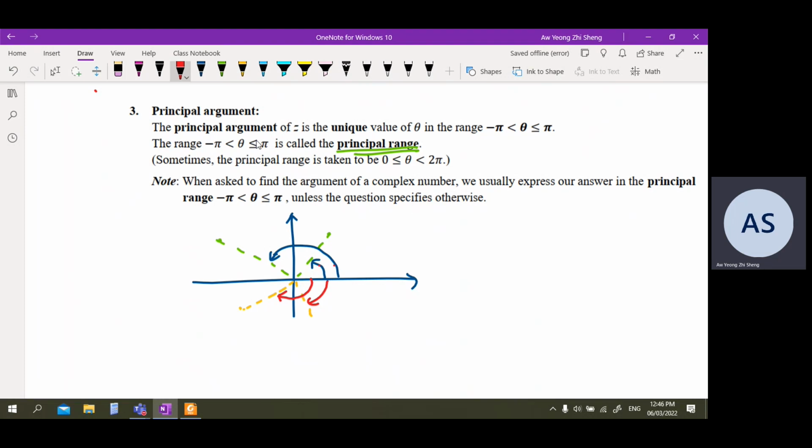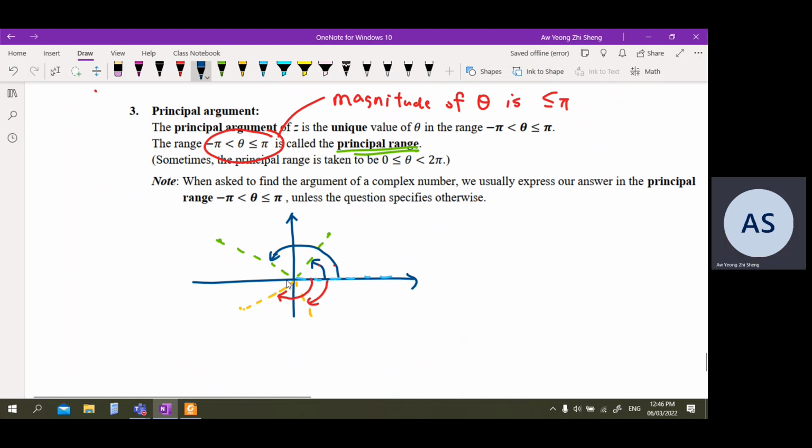And so to obtain the principal range, just remember that the magnitude of theta is less than or equal to pi. In other words, you are taking the so-called shortest path from the positive x direction towards the slanted direction. If it's in quadrant 1 or 2, you travel anti-clockwise. If it's in quadrant 3 or 4, you travel clockwise. You take the shortest path to the desired slanted direction.